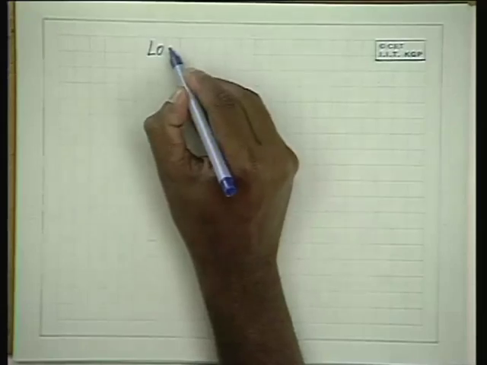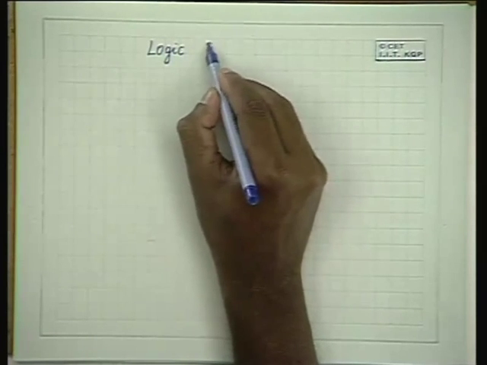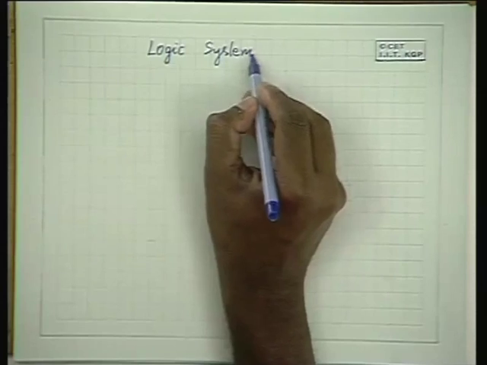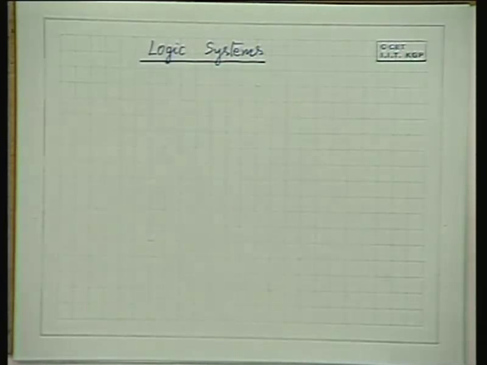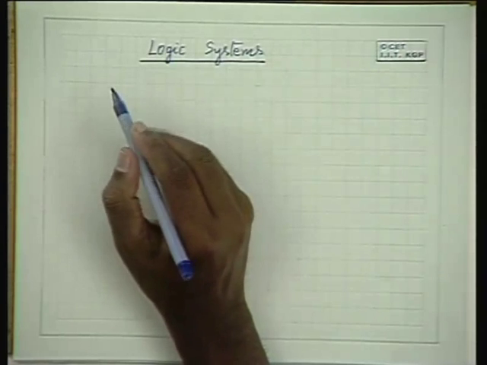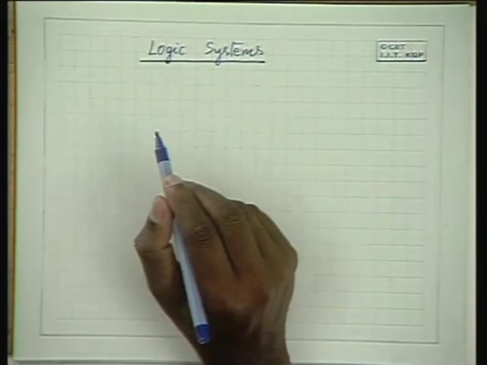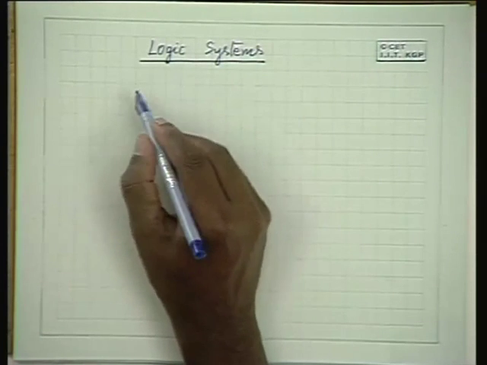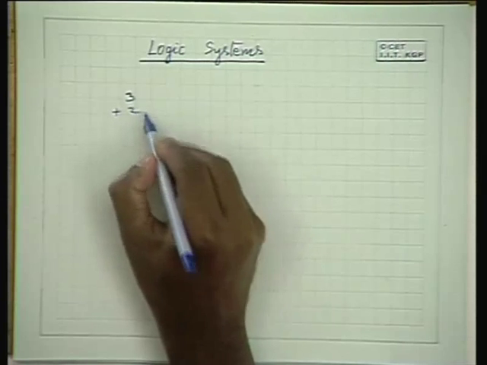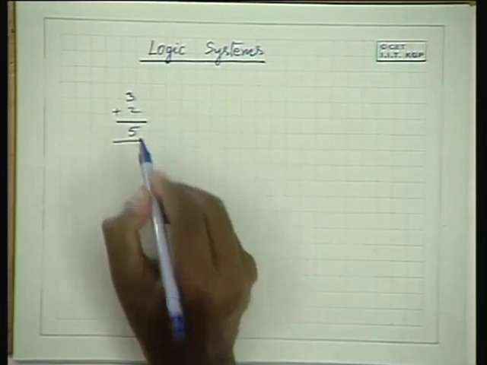Let me give you another example. So, this time I will take up logic systems. So, these systems are based on some logic, not on amplification or things of that type. For instance, in a computer, how is the addition of numbers done? So, typically you use, for instance, 3 plus 2 equal to 5, the arithmetic addition says that it is equal to 5.